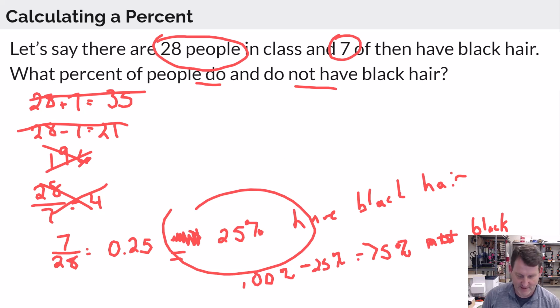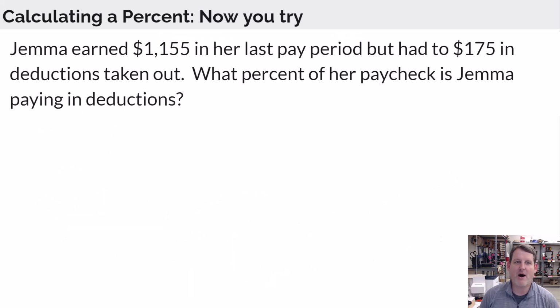All right, let's do the next one. This one, pause the video and see if you can figure out how to do it, and then come back and I'll show you how. All right, so what we're gonna do is we're gonna try some stuff. So I'm gonna do it on a calculator real quick instead of writing it all down.